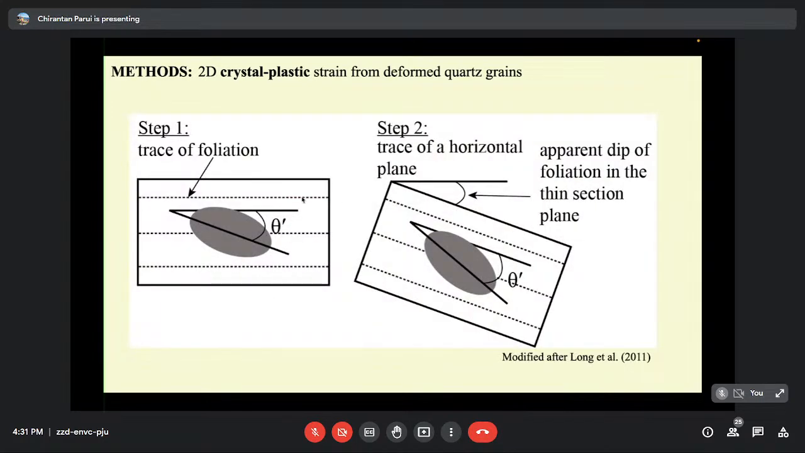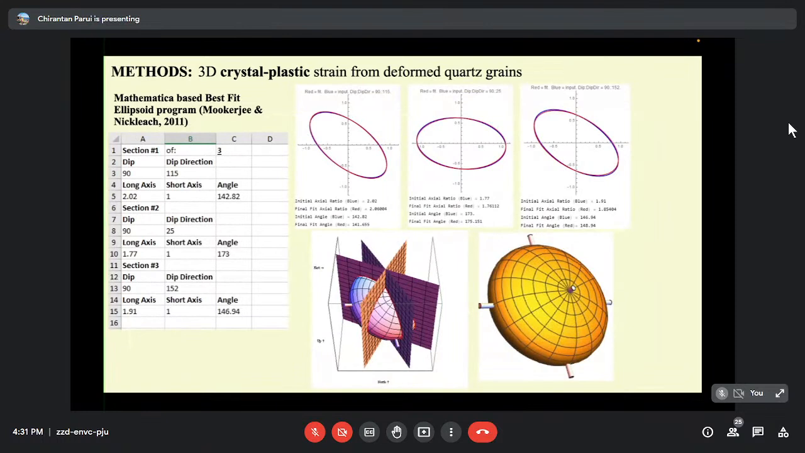Now, when I'm looking at a thin section, this is how the foliation looks on the thin section, but the foliation has a dip in the field. So to correct for this, I have incorporated the apparent dip of the foliation in the thin section plane. The 2D strain data coming from 3 such thin sections per sample is used to arrive at the strain ellipsoid geometry, and I have used a Mathematica best fit strain ellipsoid program to generate that.